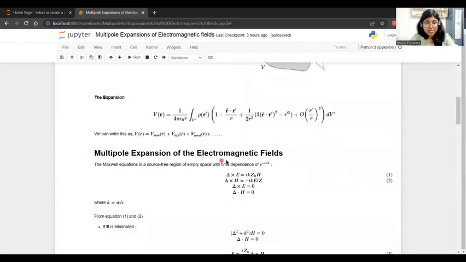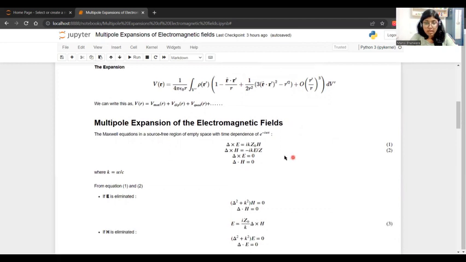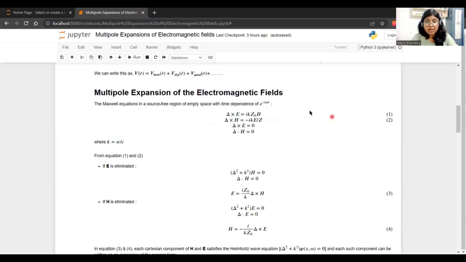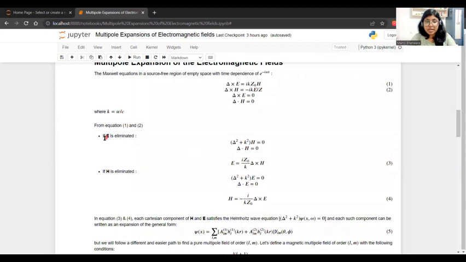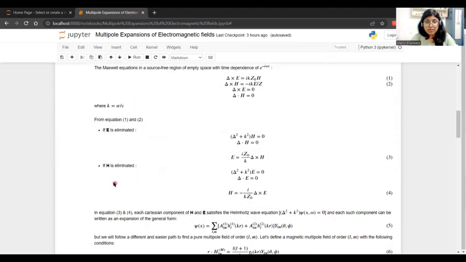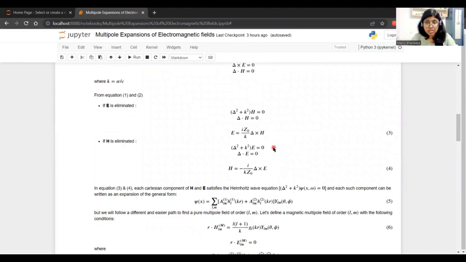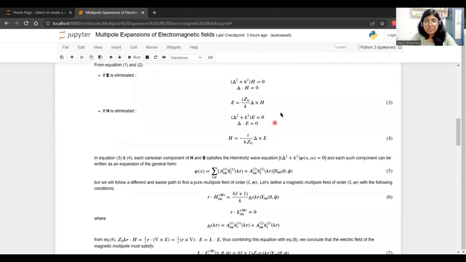Now, multipole expansion of the electromagnetic fields is the main topic of our discussion. Here are the Maxwell equations in a source-free region of empty space with the time dependence of e raised to the power minus i omega t. If we solve equations 1 and 2 by eliminating E, we get these three equations, and if we eliminate H, we get these three equations. Now, in equations 3 and 4, the Cartesian components of E and H satisfy the Helmholtz wave equation, which is this, and each such component can be written as an expansion of the general form like this.